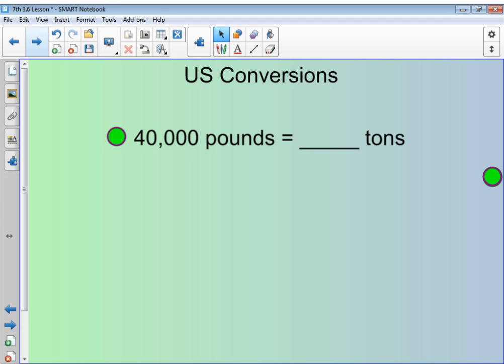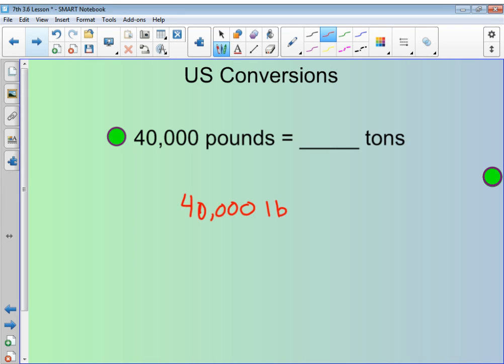So we've got 4,000 pounds is equal to how many tons? Well, I like to look at these problems when I get them as ratios. So I've got 4,000 pounds. I'm going to go ahead and write it up. And lb is the abbreviation for pounds, equals blank tons.